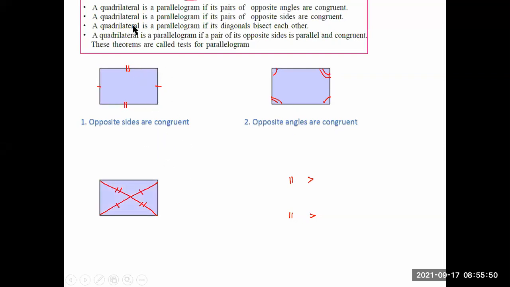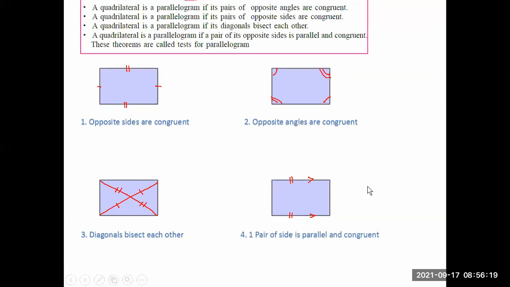Third property: if the diagonals bisect each other, then it is a parallelogram. Look at this diagram. If the diagonals bisect each other, then we can say that yes, this is a parallelogram. And lastly, if any one pair of sides is parallel and congruent, then it is a parallelogram. Parallel is denoted by these arrowheads. The arrowhead means these sides are parallel, and this symbol is for congruent.